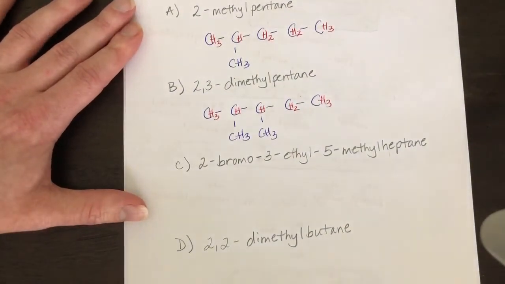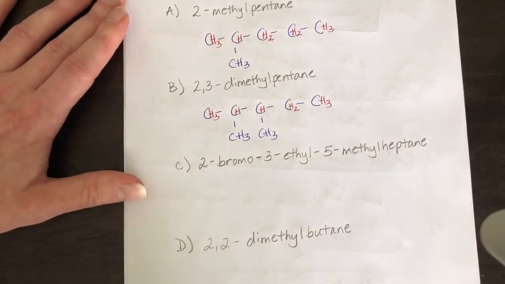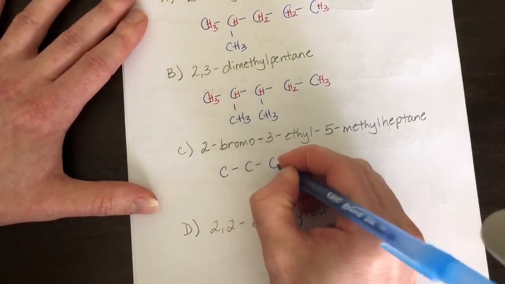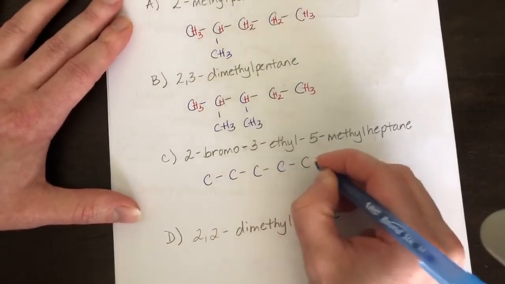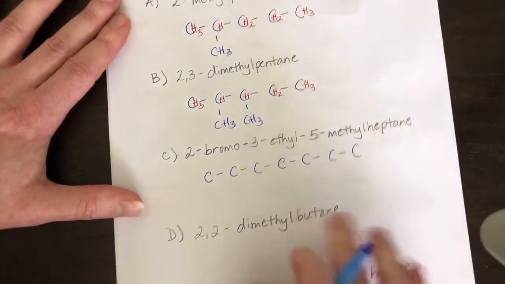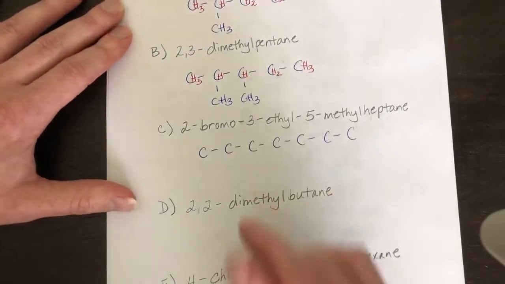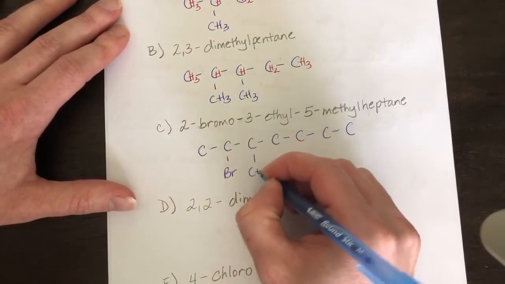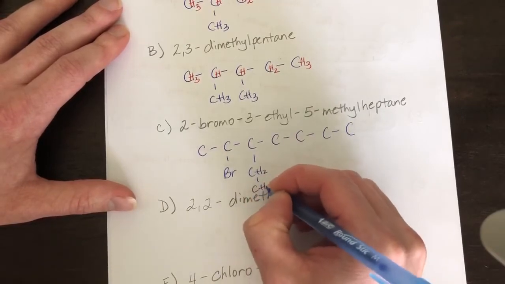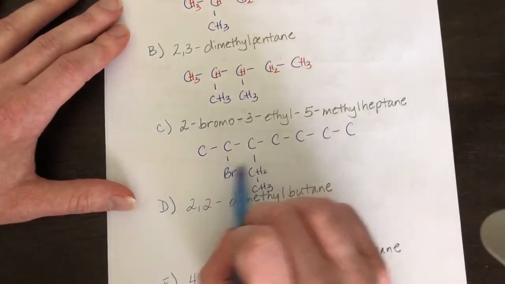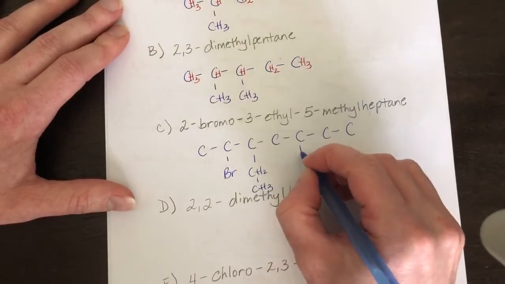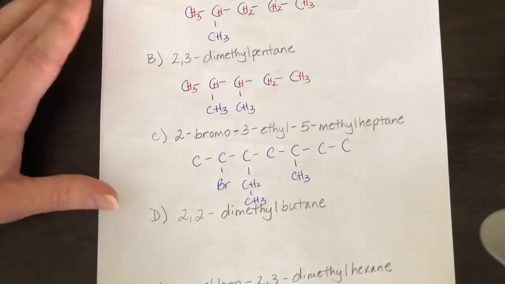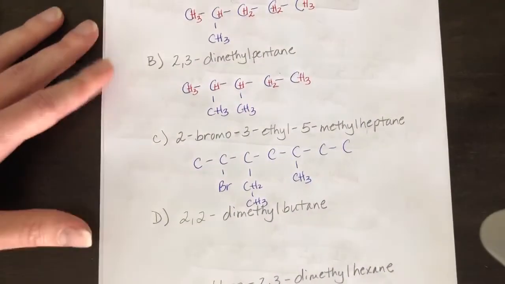Okay, 2-bromo-3-ethyl-5-methylheptane. Hept is 7 carbons long. 1, 2, 3, 4, 5, 6, and 7. We've got a bromo coming off the 2 carbon. We've got an ethyl group coming off the 3 carbon. And your 5th carbon has a methyl. Like that. Now, I know some of you are probably wondering, does it matter which direction you go?